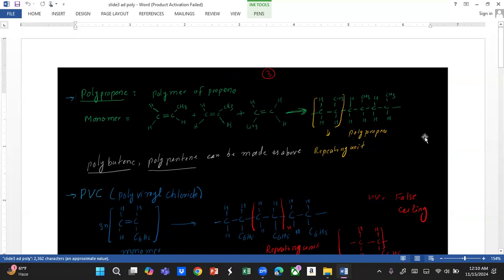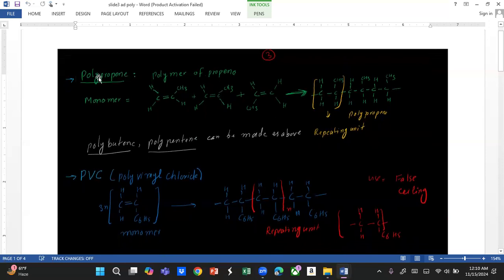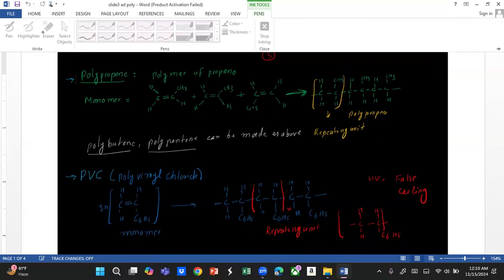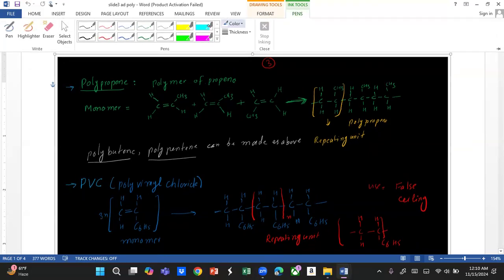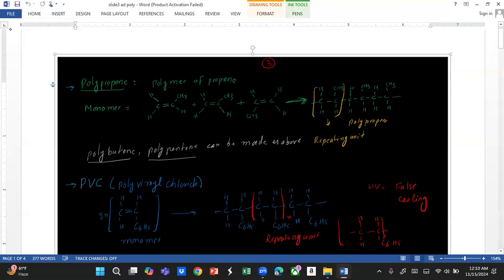Now we have other examples of addition polymers. This one is polypropene. The same, nothing is difficult here. Just keep the ethene molecule in your mind till the end of addition polymers, because the main backbone will stay the same like this.